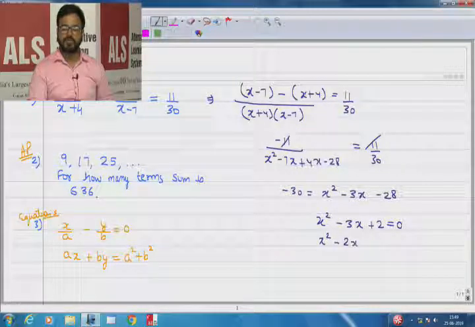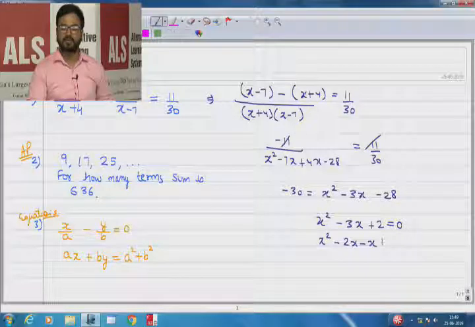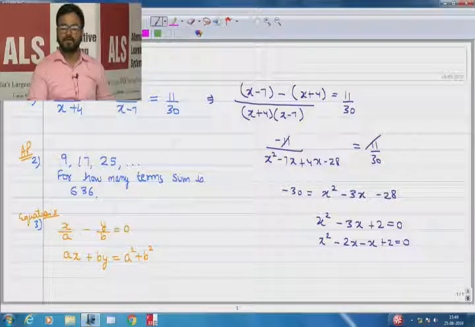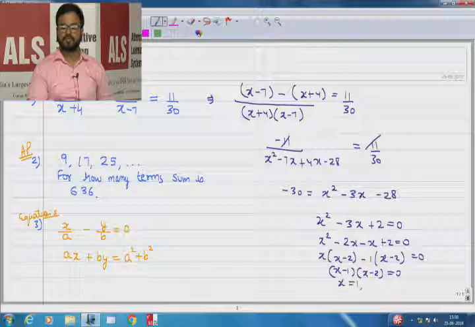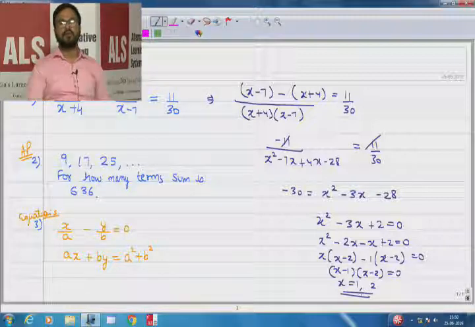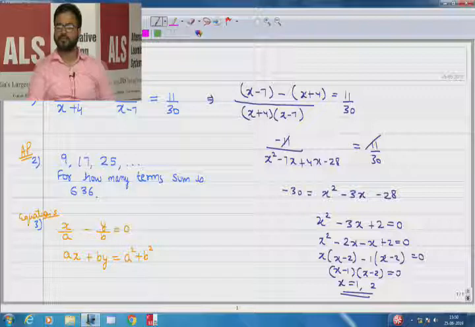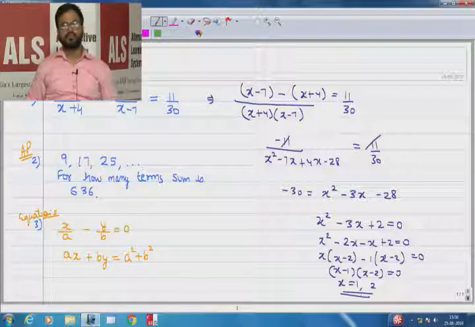So it can be divided like this: minus 2x minus x. Taking x common, so x minus 2, and taking minus 1 common, so x minus 2. So factors are x minus 1 and x minus 2 equal to 0. So the value of x is 1 or x is equal to 2. 1 and 2, these are the two answers possible. I hope this is clear to all of you.